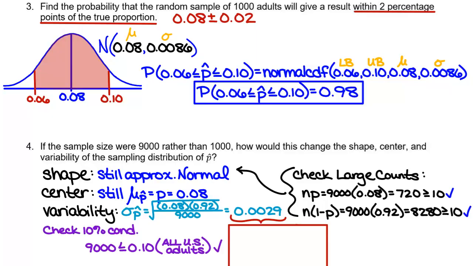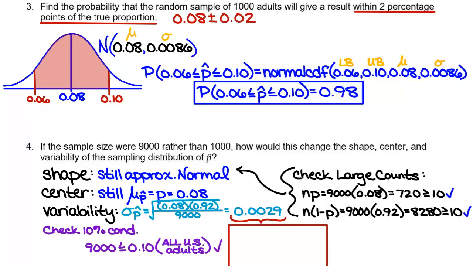How does this number compare to our original standard deviation? Much lower. By a factor of what? 9. By a factor of 9. Did we take this and divide it by 9 to get this?